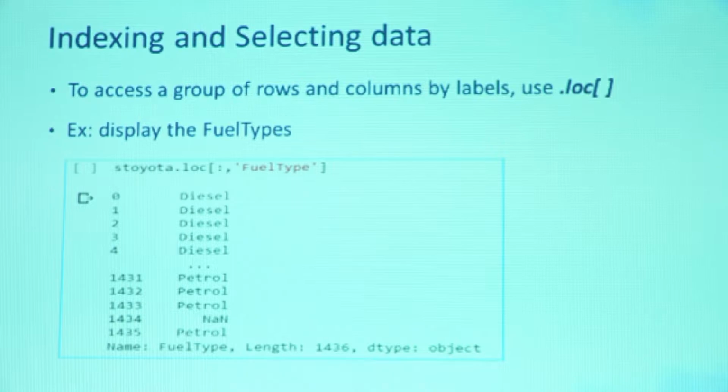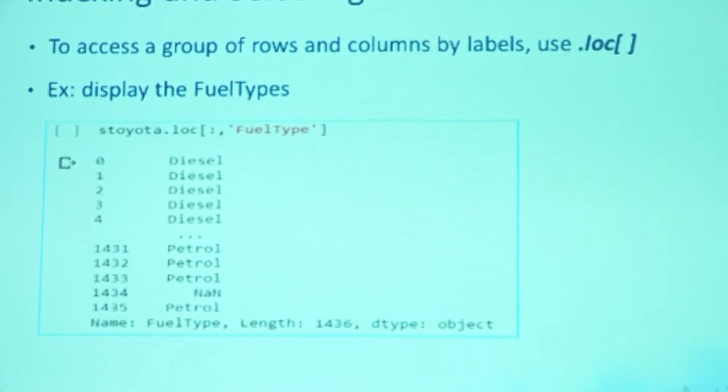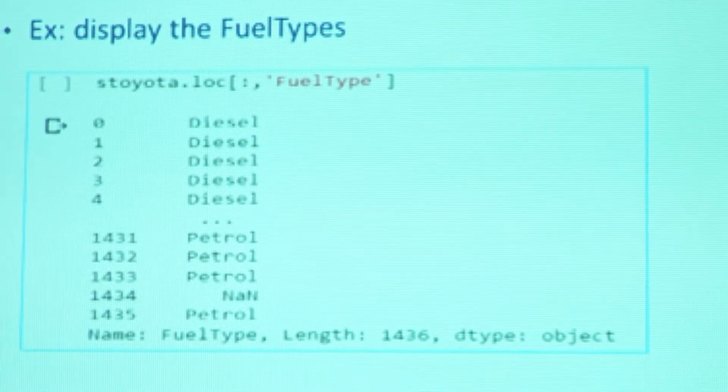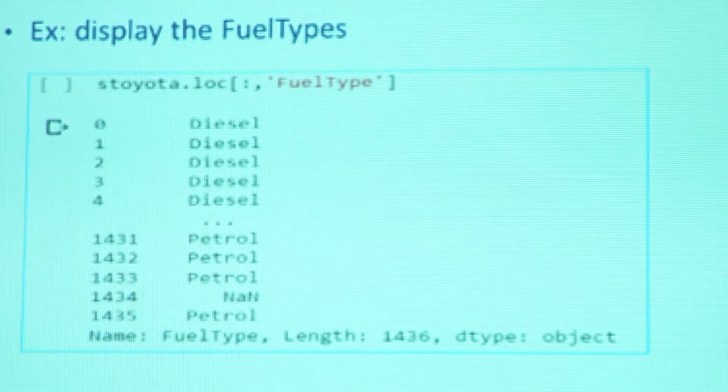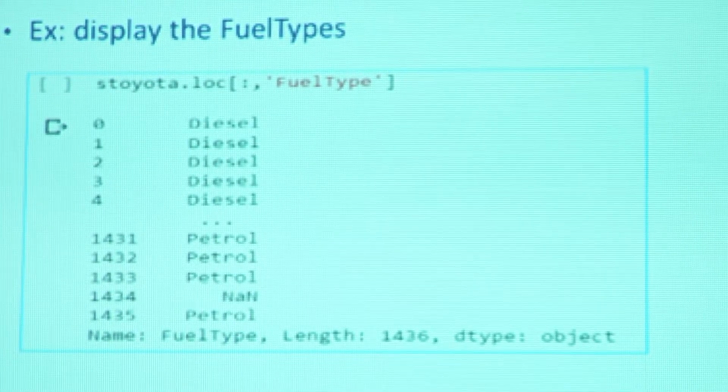For an example, I want to display all the rows of my column called fuel type. So I am going to use the data frame name, Toyota dot loc, inside square brackets, all the rows, so that's why I am putting a colon there, and then the label name.